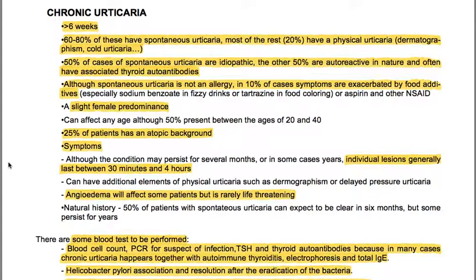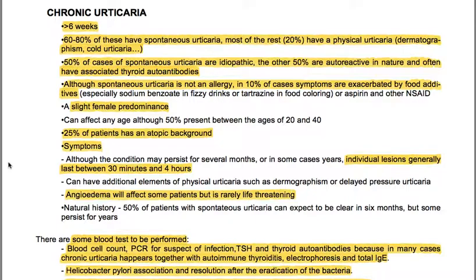The condition may persist for several months or in some cases years, individual lesions generally last between 30 minutes and 4 hours, and can have additional elements of physical urticaria such as dermatographism or delayed pressure urticaria. Angioedema will affect some patients but is rarely life-threatening. As a natural history, 50% of patients with spontaneous urticaria can expect to be clear in 6 months, but some persist for years.